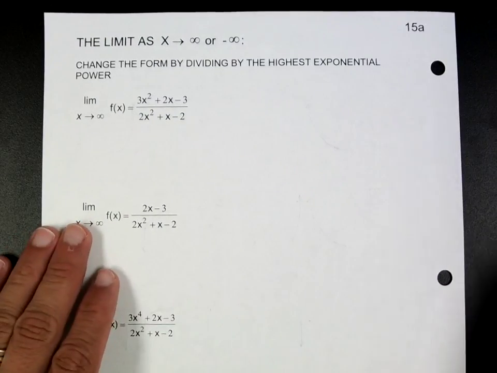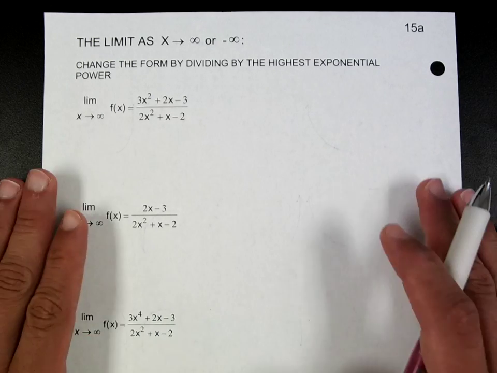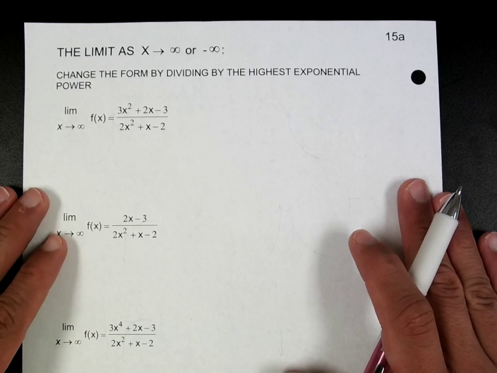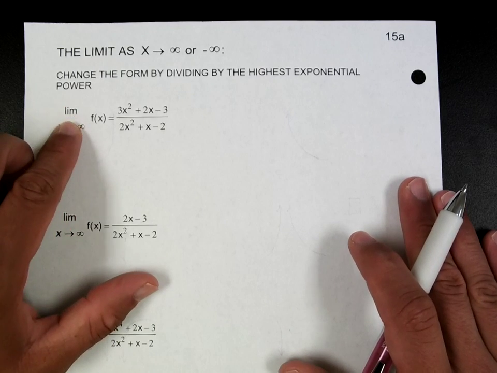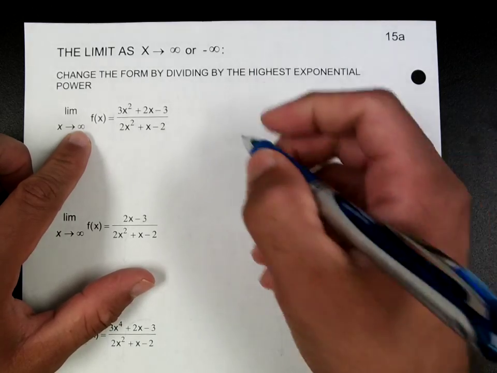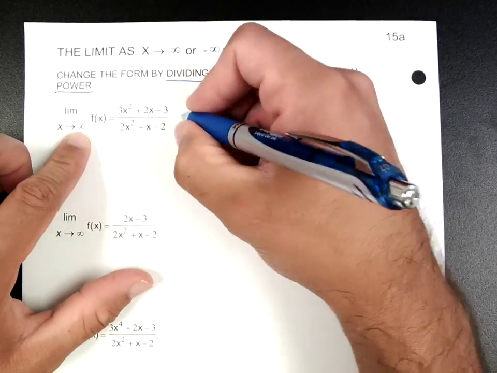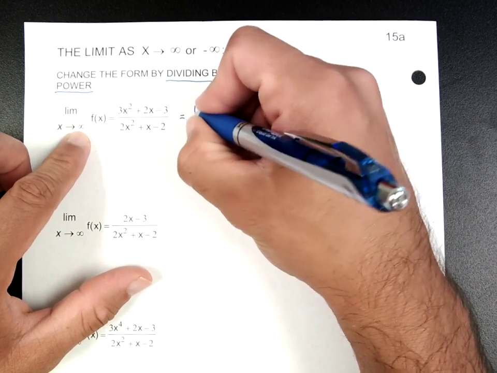On the back, I'm going to show you a couple of things, and then I'm going to show you a really easy way to do it. Now, the limit as x goes to infinity or negative infinity. Notice, this is the limit as x goes to infinity. What we're going to do first is start out by dividing by the highest exponential power. So every term on here, I'm going to rewrite this.